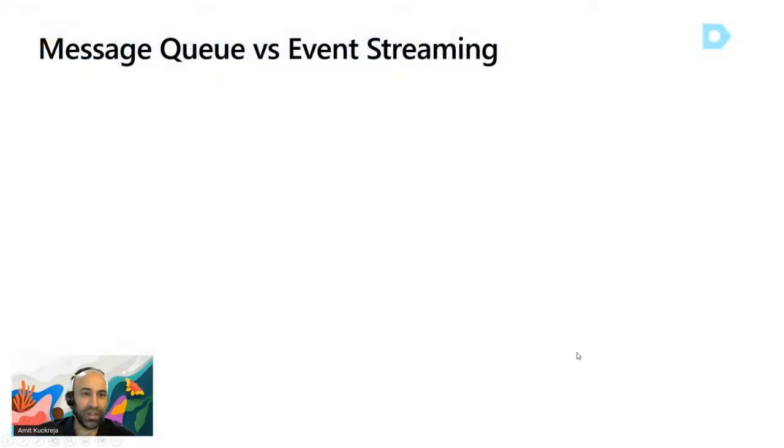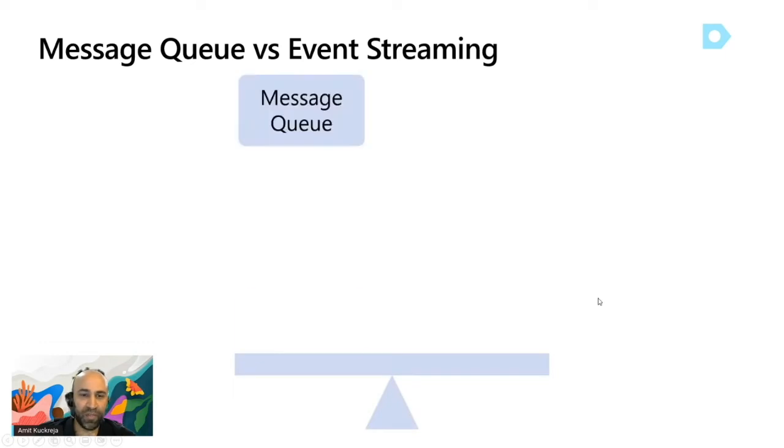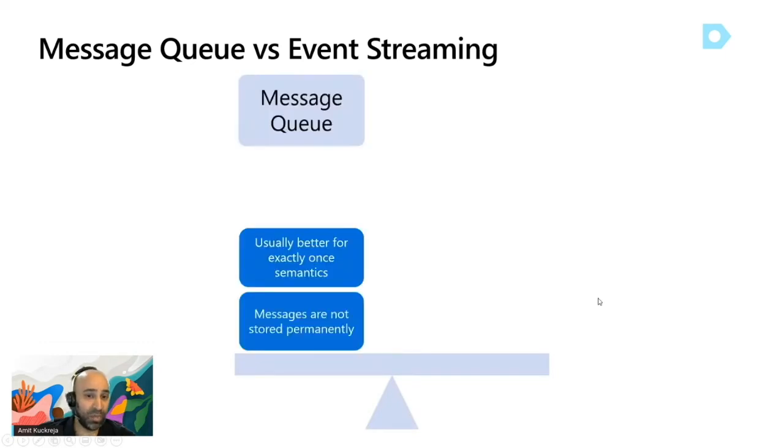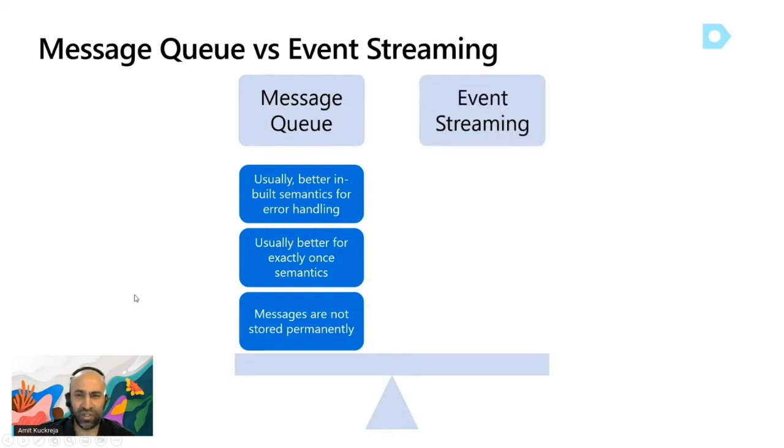Now, there's a number of platforms that can be used. Firstly, I've used the terms message queue, event streaming, and event bus kind of as the same. There are differences. With a message queue, generally messages are not stored permanently, and it's usually better for exactly-once semantics. This is where you guarantee the message gets delivered only once. It usually has better inbuilt semantics for error handling, especially related to dead letter queues.